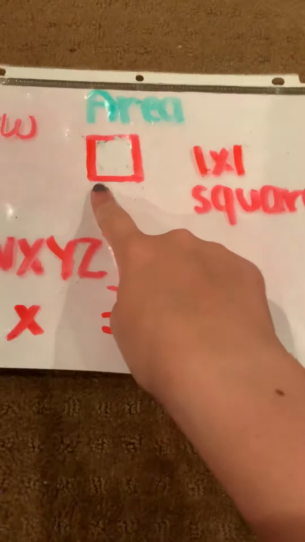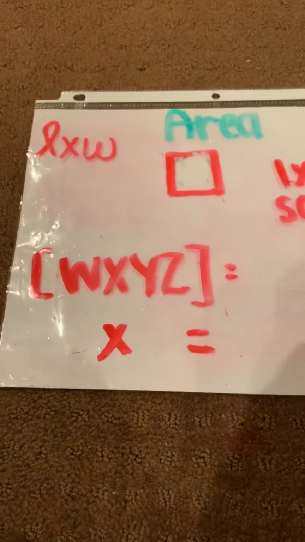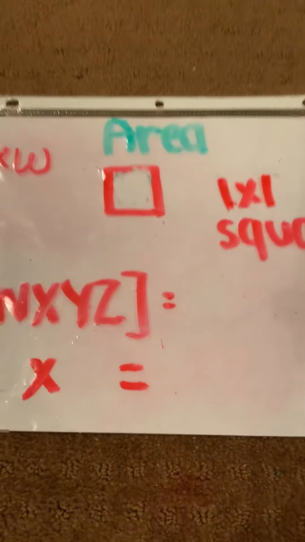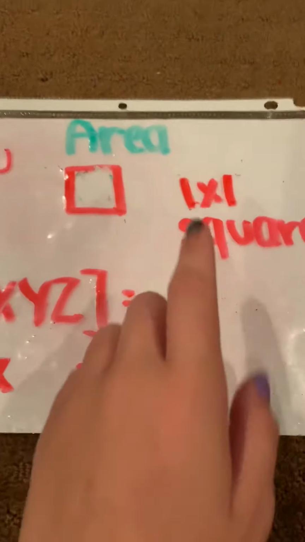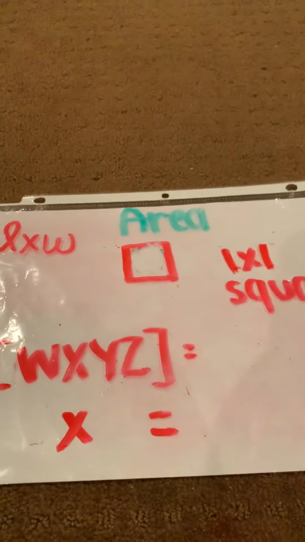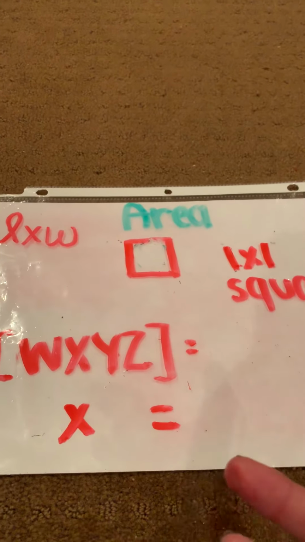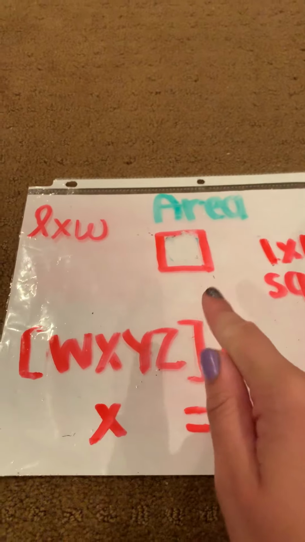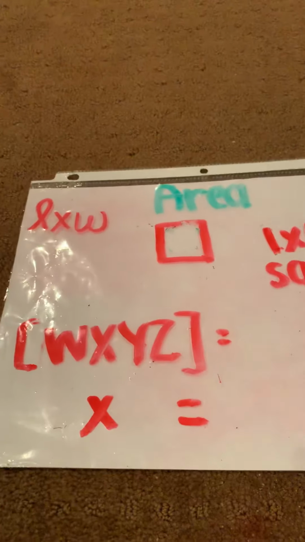And basically, right here, we would have a square, which is a 1 by 1 square. And in order to find its area, we would just do our one side times our one side to find the area that it covers, which is 1. And the same thing would happen with a rectangle. You would just take the length of one side times the width of the other side and that would be your area.